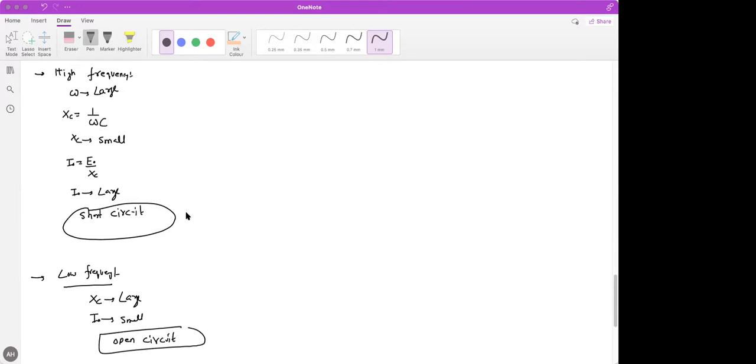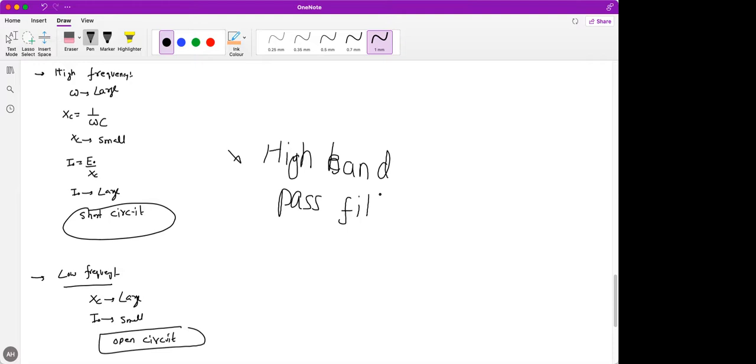So these all are conceptual questions on capacitor. There's one more thing. Since it allows large current to pass through it for high frequency, it's sometimes known as a high band pass filter. Very rare chances someone can ask about it. High band pass filter simply means it allows high frequency to pass through it.